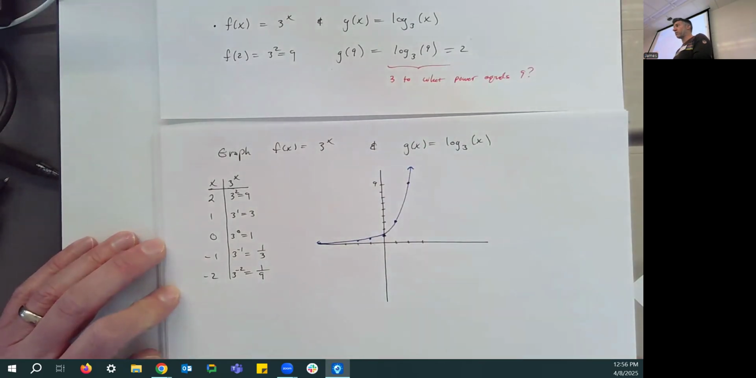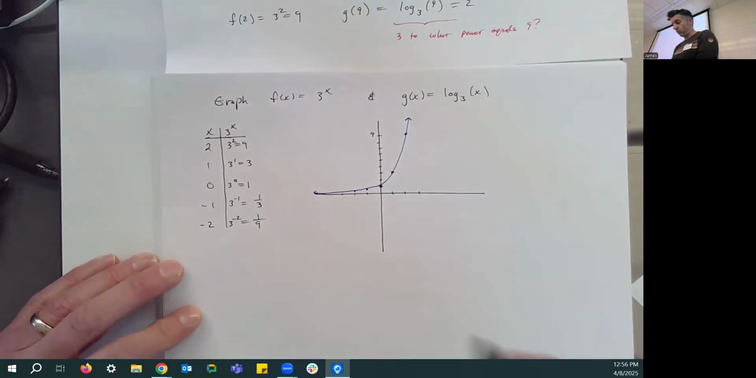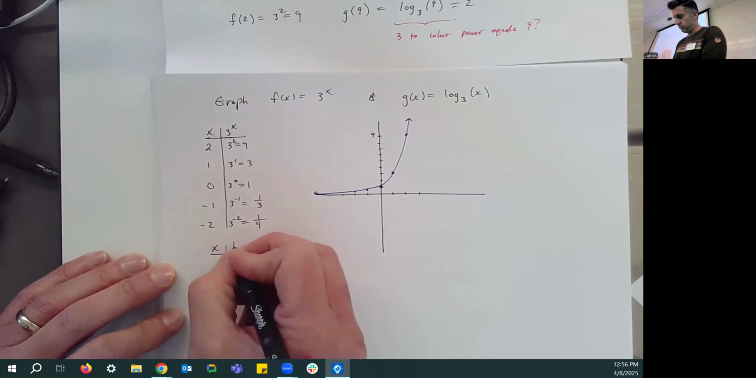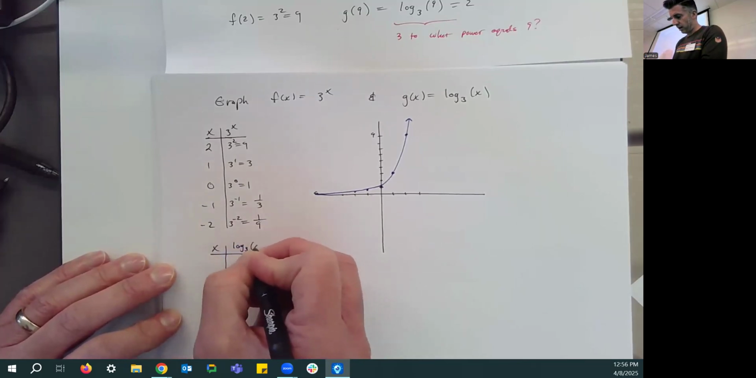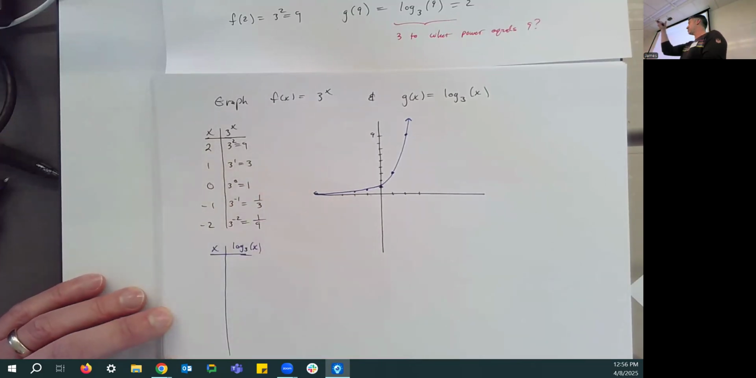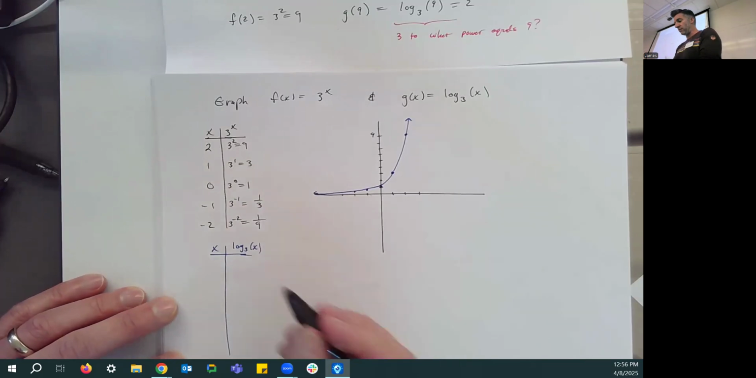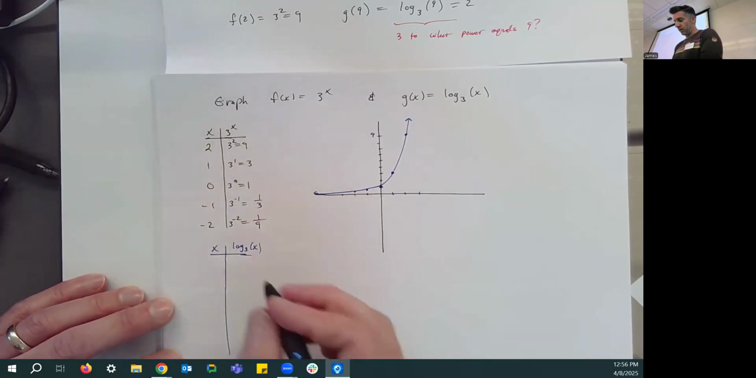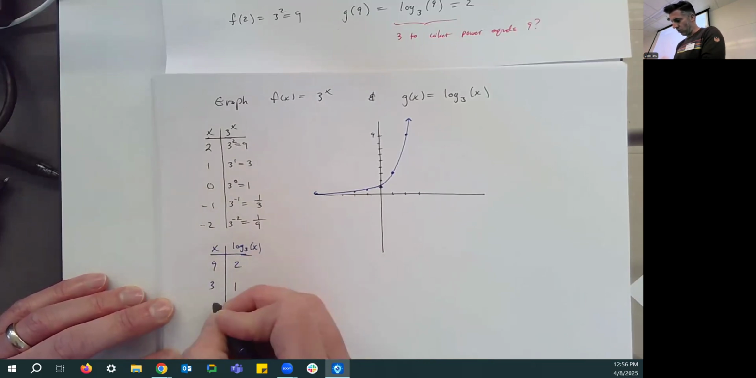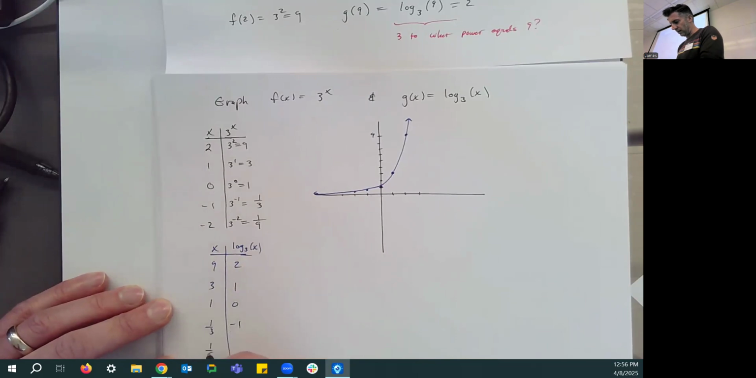And then for the logarithmic function, I'm going to pretend like I'm writing down the table, but what I'm really doing is looking at my previous table and just switching everything. So instead of having 2 and 9 as the input and output, my input and output are 9 and 2, and then 3 and 1, and then 1 and 0, and then 1/3 and -1, and then 1/9 and -2.